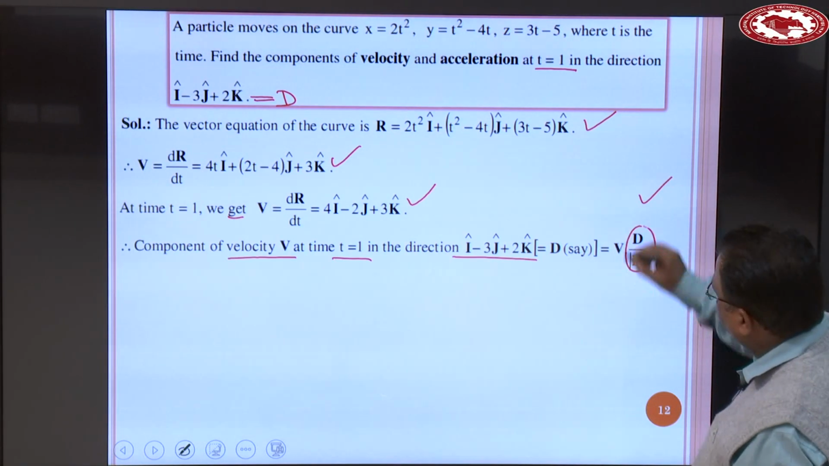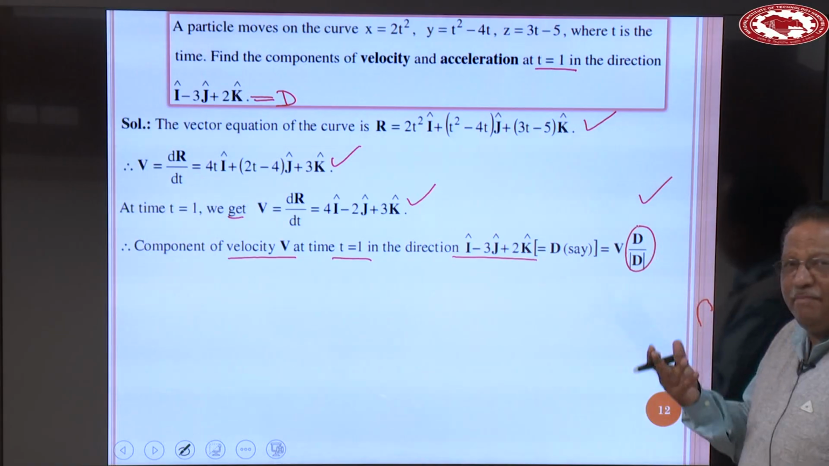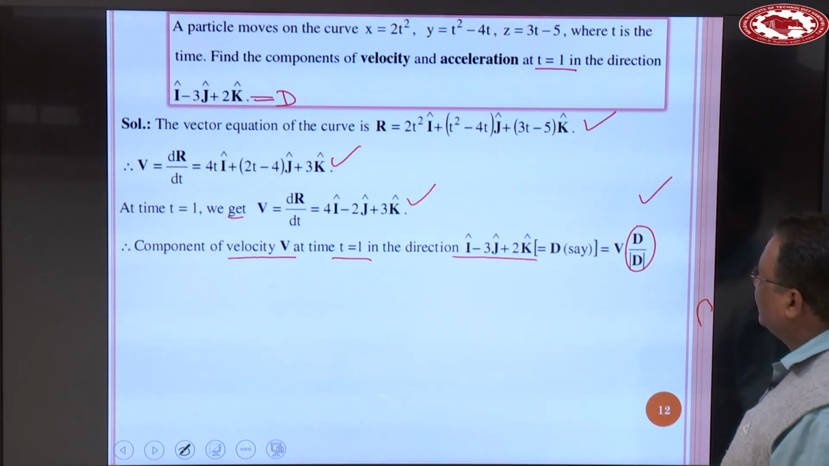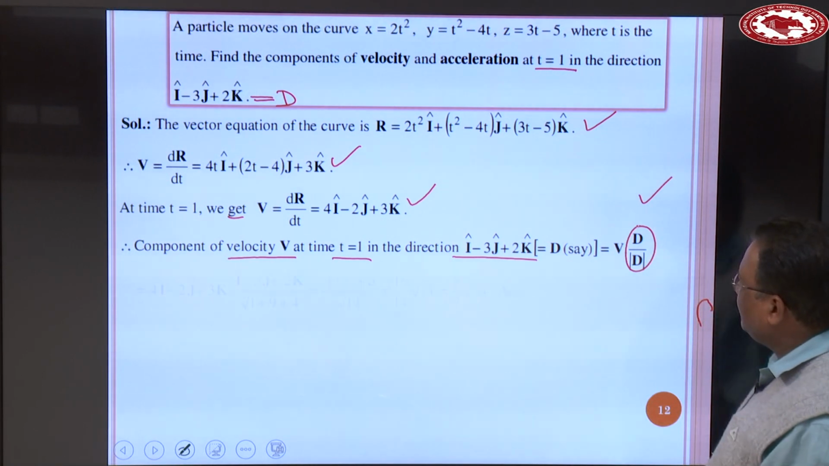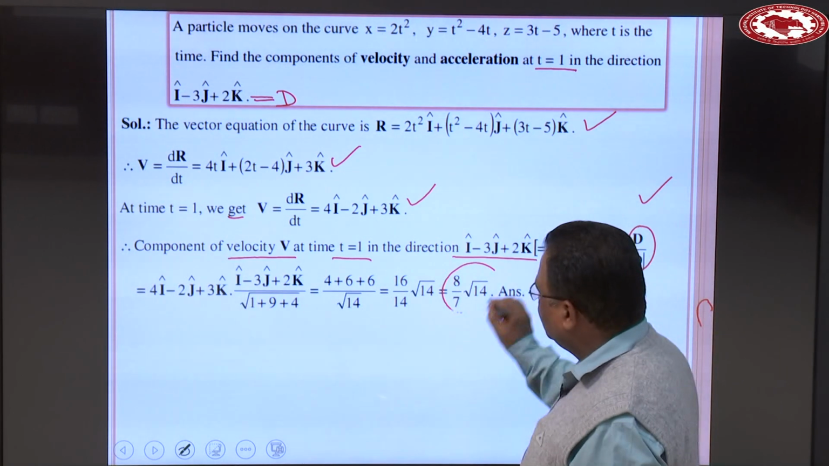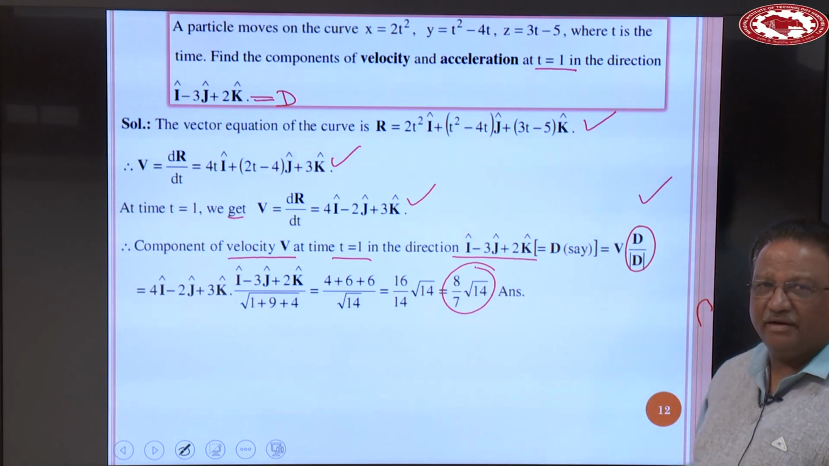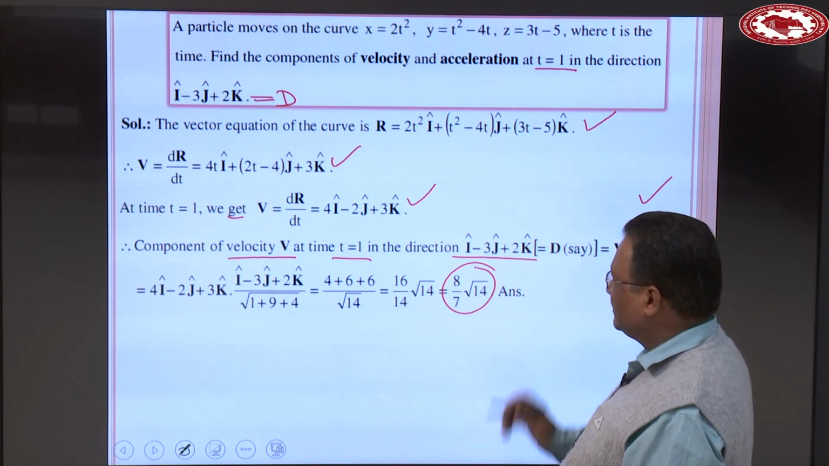ओके. इस डायरेक्शन में निकालना है. ओके. d cap डायरेक्शन में निकालना है. ओके. So, d cap is d over magnitude of d, clear. So, v dot d over magnitude of d. So, when you calculate you will get 8 over 7 under root 14. So, when you do this simple calculation, okay, you will get 8 over 7 under root 14.